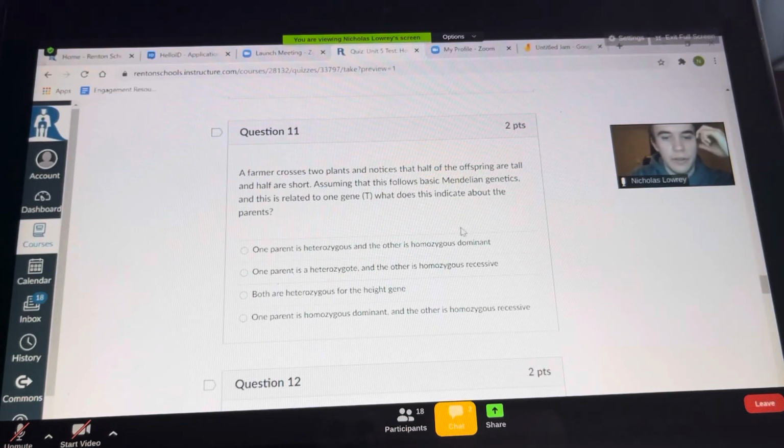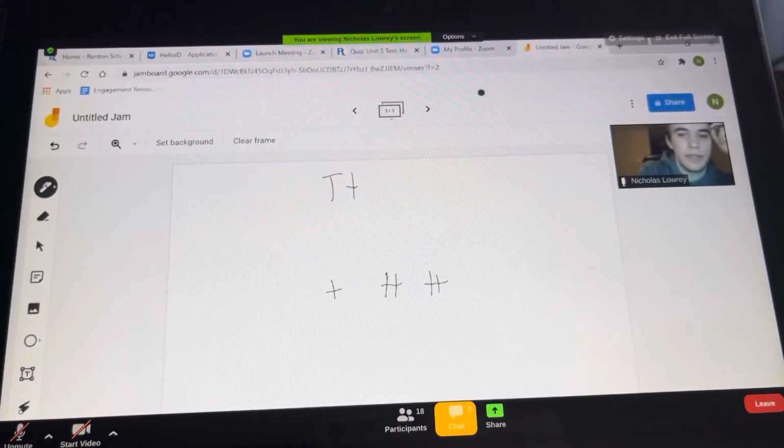Okay, about the parents. One is heterozygous and one is homozygous recessive. That's right. So heterozygous. So one is going to be like this, and one is going to be like this. Because if we do that cross, we're going to get... oh, I see. I was just being wrong. My bad. So we can do this cross.